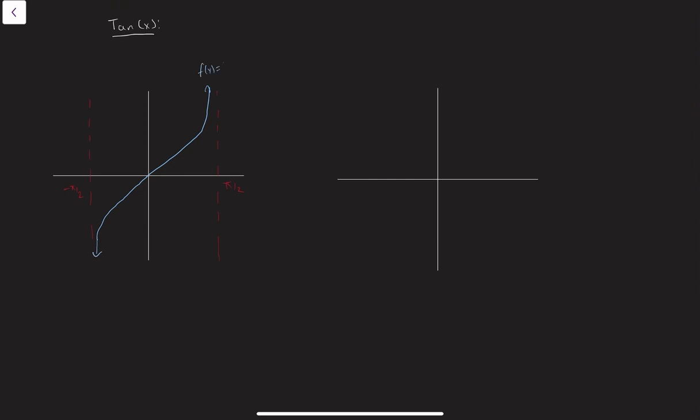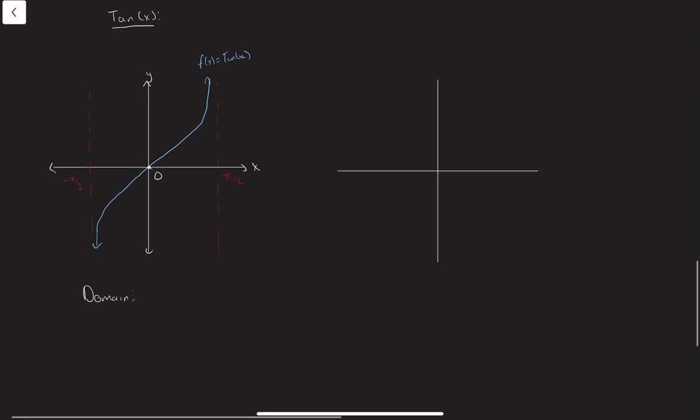So f of x is equal to tan of x, 0. And so if we talk about the domain, the domain of this function such that it is 1 to 1, as you can see, this function is 1 to 1 as well. Well, the domain to get a function of tan of x that is 1 to 1 is anything between negative pi over 2 and pi over 2, not inclusive, since these are vertical asymptotes. And the range actually goes from negative infinity to infinity.